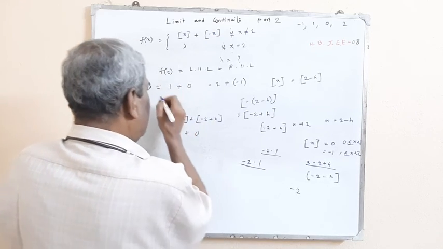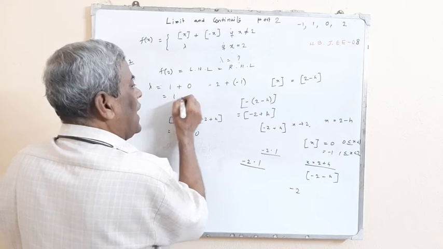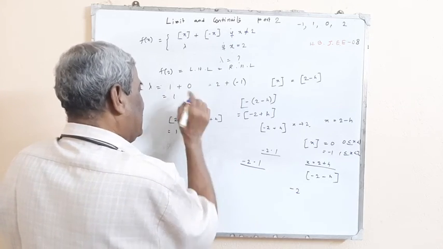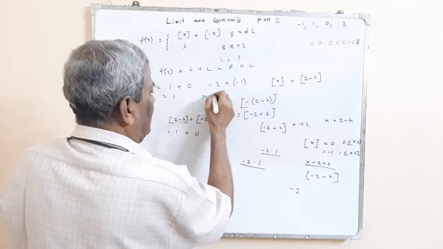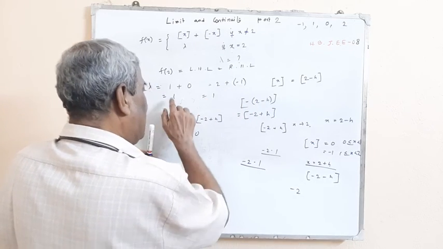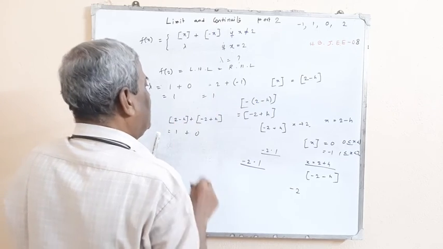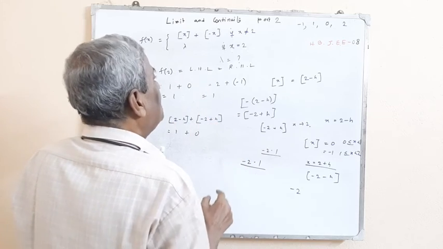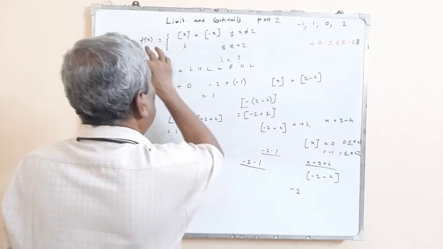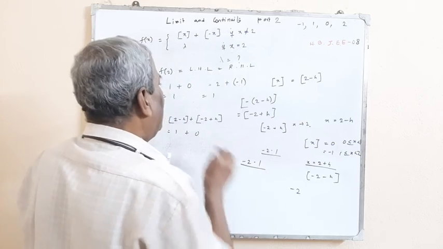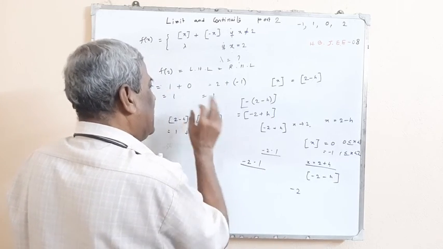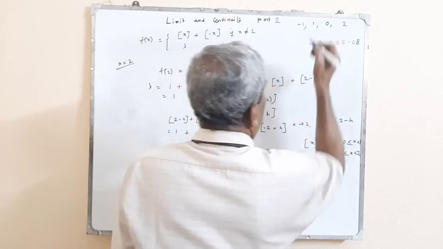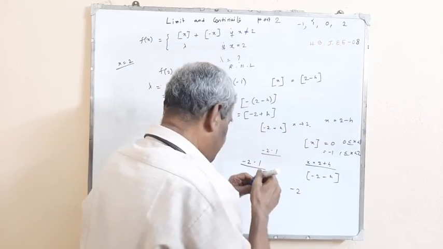So we get lambda is equal to 1 plus 1, and left hand limit, and right hand limit also 1. So left hand limit 1, right hand limit 1. So limit exists, and for continuity at x is equal to 2, it must be lambda. So lambda must be 1, so that the function is continuous at x is equal to 2. So this is the answer.